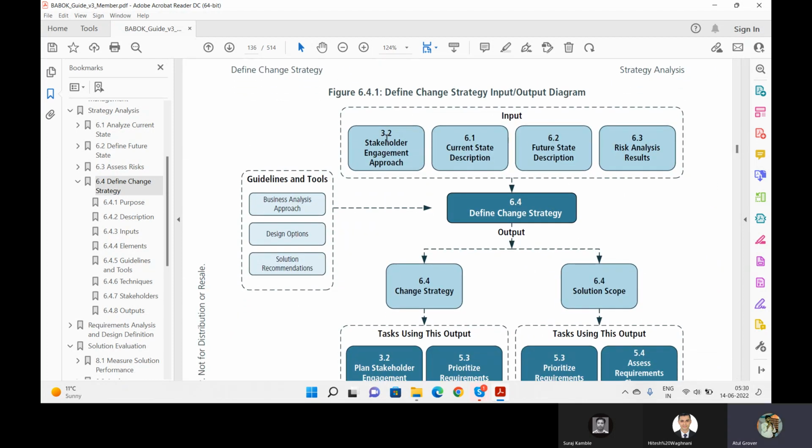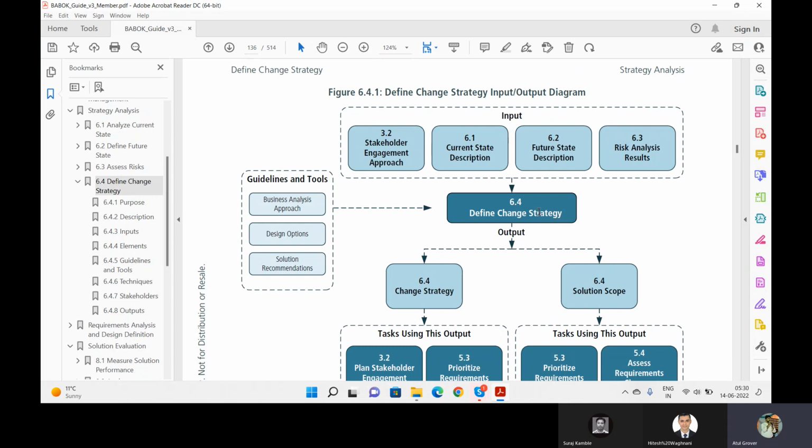Number one, aapka stakeholder engagement kaisa hai? How many times are you involving the stakeholders so that they can take a decision? Number two, aapka current state. Number three, aapka future state. And number four, aapka risk jo bhi analyze karke leke aaye ho. Ye charon milke aapka strategy define karte hain.